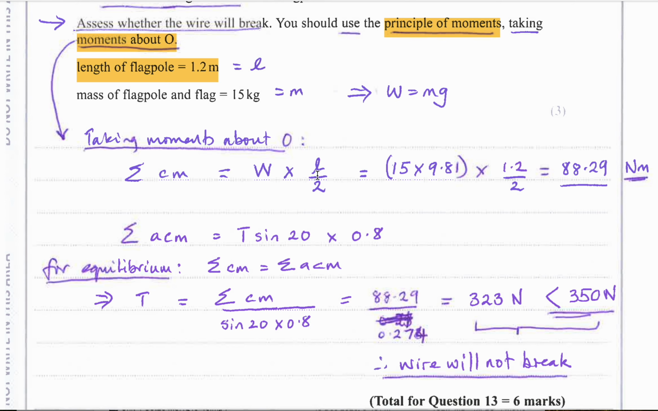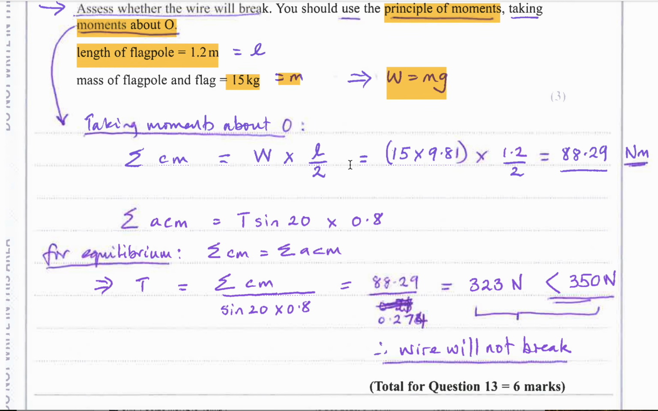So once you're taking moments, and we know the mass is 15 kilograms, we can then work out the weight of the flagpole. Okay, so taking moments about O. The clockwise moment, the one that's making it turn clockwise, is the weight. So weight times the length they're given, which is 1.2, divided by 2 because it's where the center of mass would be, equals 88.29 newton meters once you work it out.